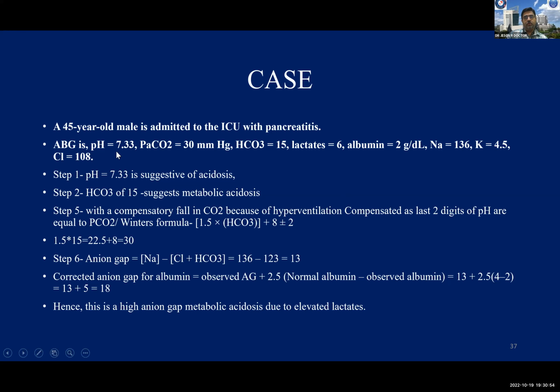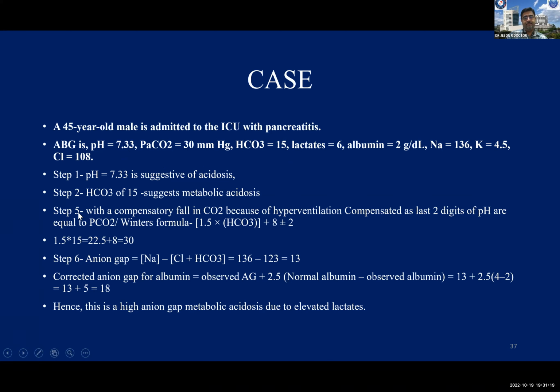Here, the next thing, whether it is respiratory or metabolic. So the PCO2 is in the same direction as the pH, which should be in the opposite direction if there's a respiratory pathology. But the bicarb is in the same direction. So it is a metabolic acidosis. So bicarb is 15. So when you are in the metabolic pathway, you move to step 5 and 6.